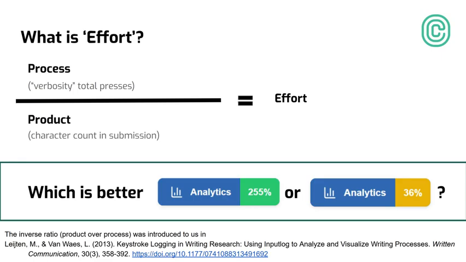Now, we provide effort as that score, but it's important to know what effort is. Effort is the total process, or total verbosity, or you can think of it as total presses, divided by what ultimately gets submitted to Moodle. So imagine I write 100 words and then edit that down to about 50 words as part of my submission. That's 100 in total process divided by 50, so we get a 200% effort. This is a way to quantify the editing, the time, and the revisions that go into the process of writing so that we can better evaluate how students have done.